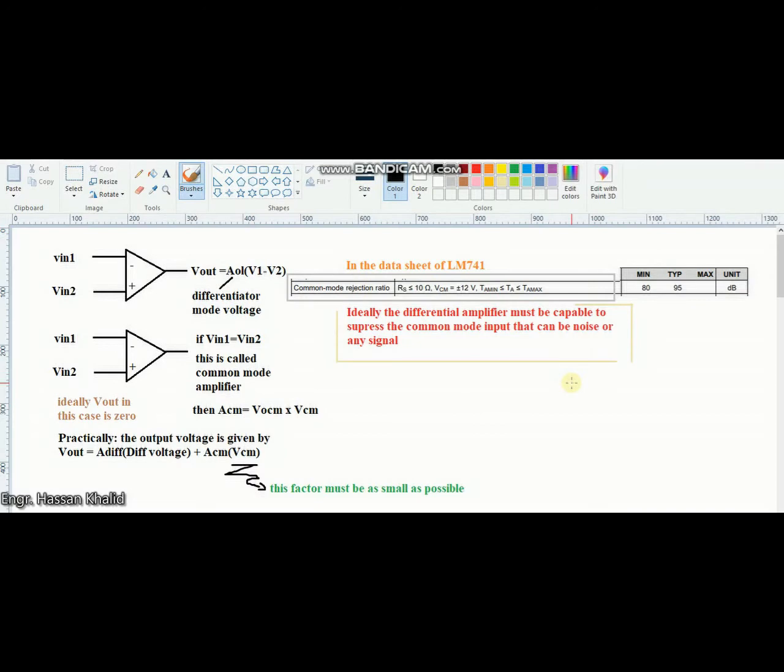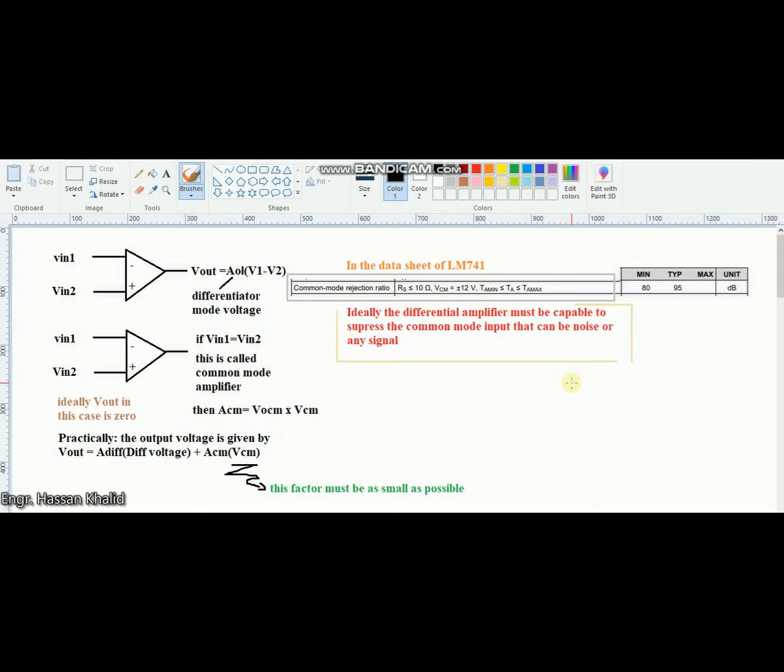So welcome to another tutorial of electronic circuit and design. Today we are going to simulate the differential amplifier using the LM741 operational amplifier IC using the LTspice simulation.